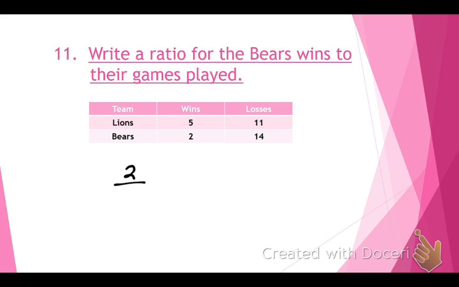And how many games played total? 16. You just got to remember you got to total the wins and the losses they had, which was 16. Is this reduced? No. Divide by 2 on top and bottom, and what do you get? 1/8. So they won 1 game to the 8 games that they played. Does it seem like they're having a great season? Not really. It seems like they struggled a little bit.